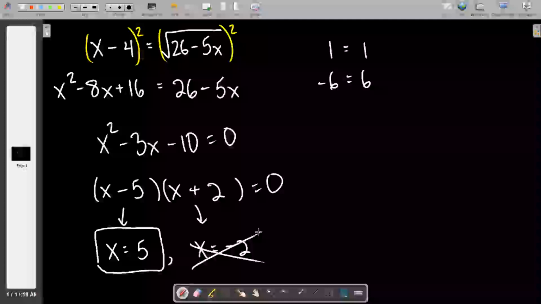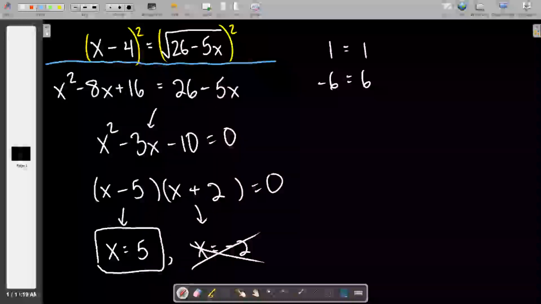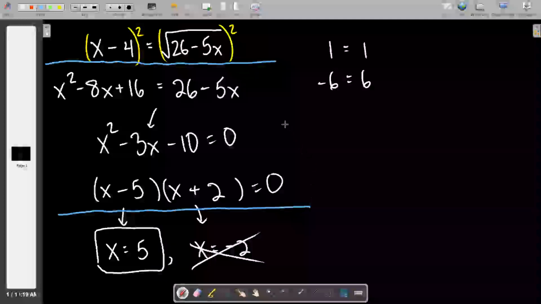Yes, sir. Are you referring to this? That's just part of the process, bro. Everything below this blue line and above this blue line, this is all process. That's our work. Got it? Okay. Let's head to the next one.